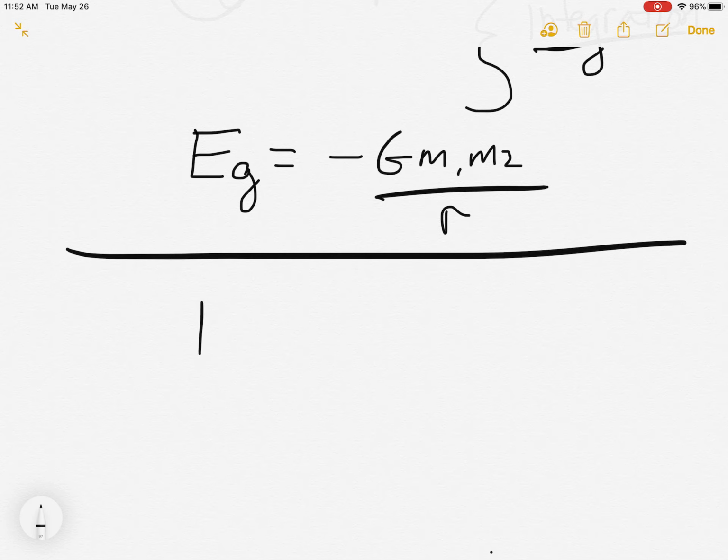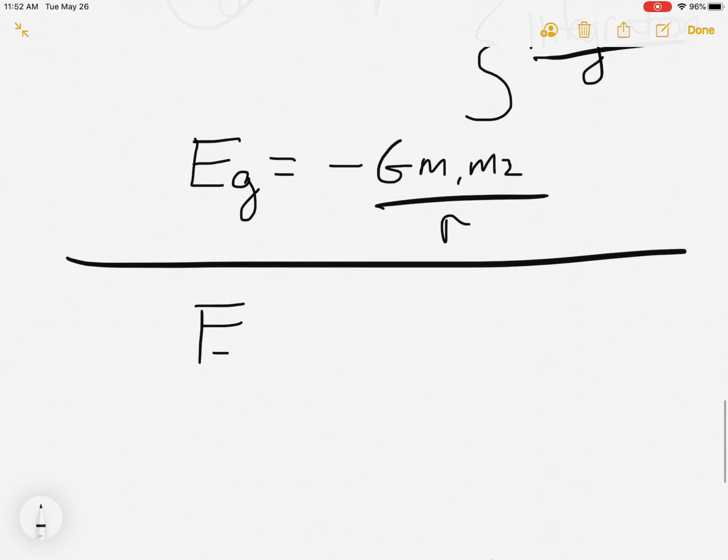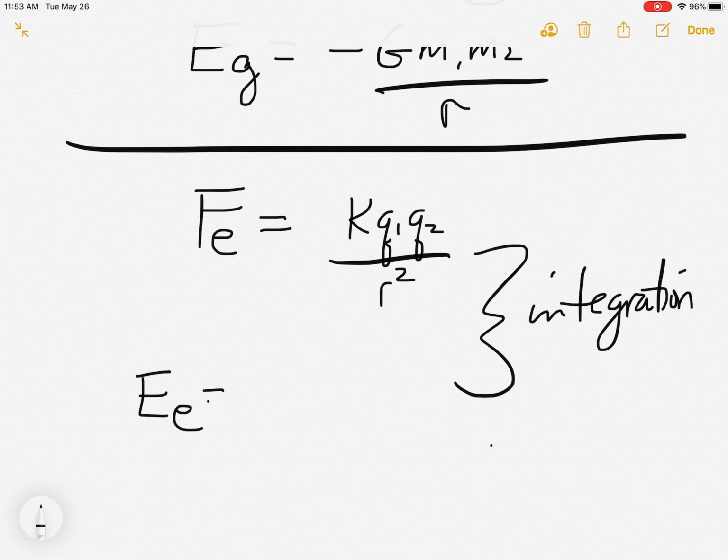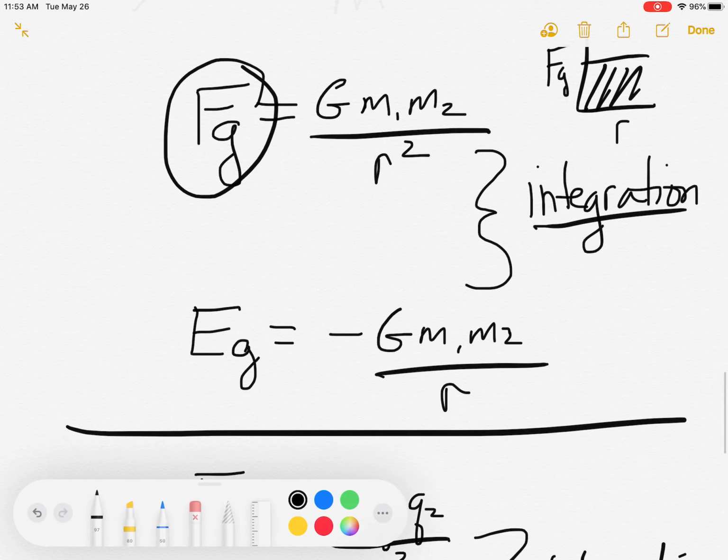Well, guess what? We can do the exact same process with the electric force. And we can get the k q1 q2 over r squared. And we can use the magic of integration on this, which will do the very same thing. And when it does, it will tell us what the electrical energy should be. And here's what it comes out to. It comes out to k q1 q2 over r. But there's a very slight difference.